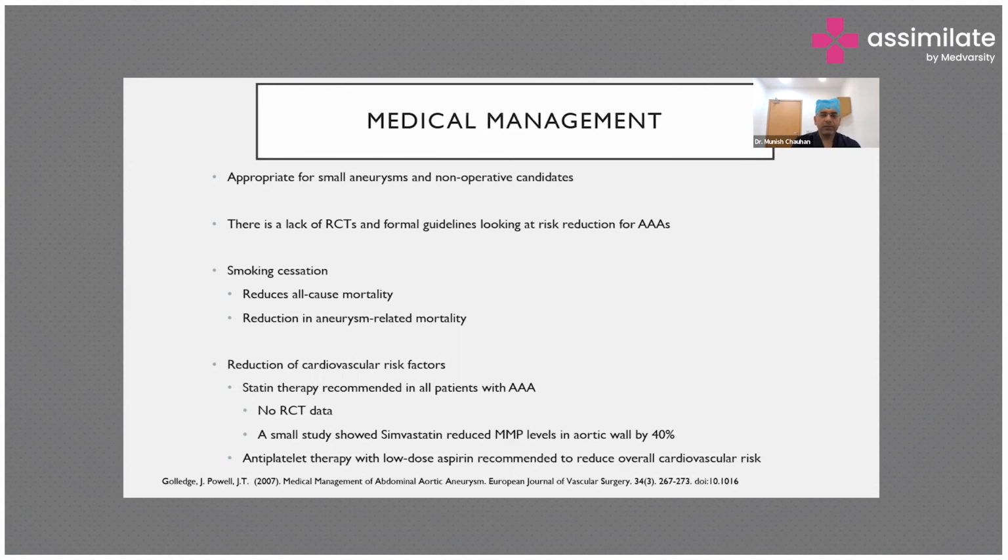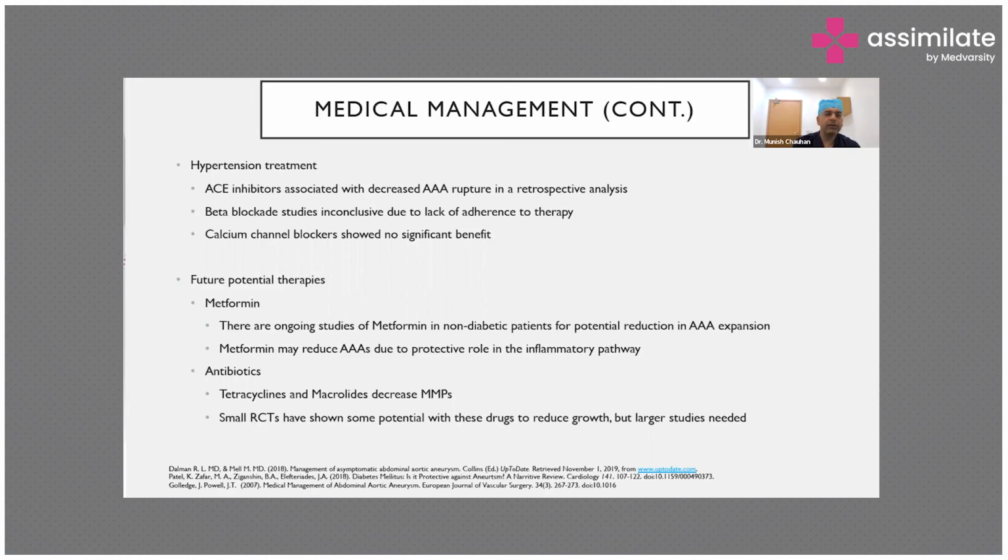No specific guidelines talk about medical management, especially for aortic and abdominal aneurysms. We have suggestions for cessation of smoking, but that is for all the other causes apart from aneurysm, such as coronary artery disease and peripheral vascular disease. But yes, aneurysm-related mortality might be less if smoking is ceased. General cardiovascular risk reduction with statins is suggested, especially simvastatin, and low-dose aspirin antiplatelet therapy for overall cardiovascular risk reduction.